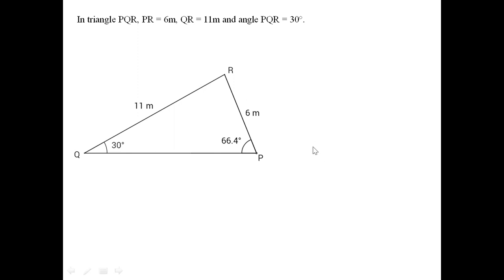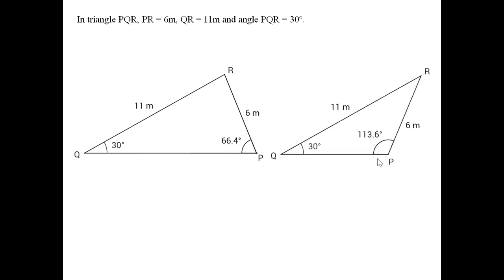However, as we've now seen, this isn't the only answer, because if I do 180 minus 66.4, that tells me another possible angle is 113.6, and that would actually look like this. So you now need to think, every time you do inverse sine on your calculators, is there another possibility?